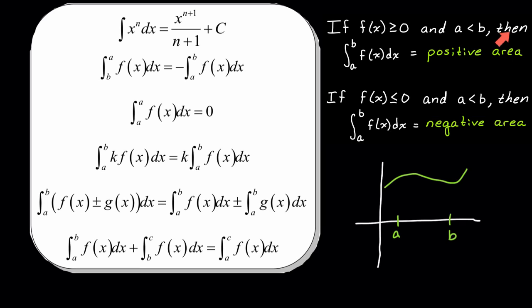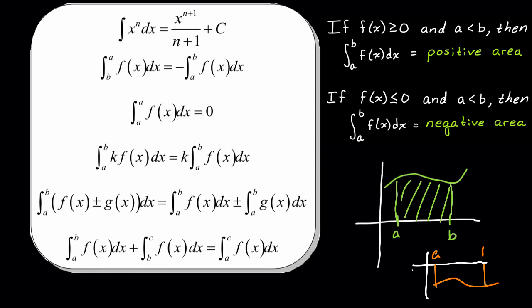If your function is positive, which means above the x-axis, then the integral from a to b of that function is going to be a positive area. So if I want to calculate the area here, that area is going to be a positive area. Now, likewise, if you have a function that is below the x-axis, or f is negative, then that means that your area is going to be a negative area.